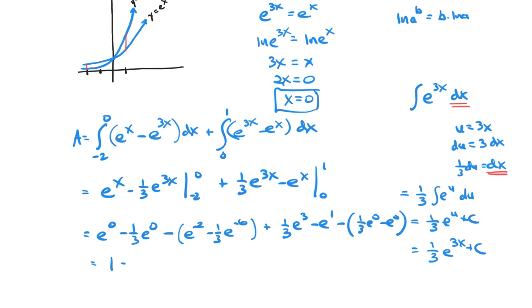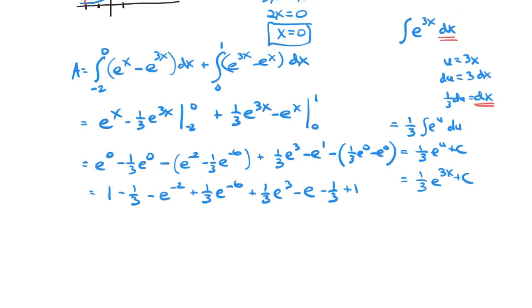This should be 1 minus 1/3 minus, we're going to distribute this negative through here and here. And we will get minus e to the negative 2 plus 1/3 e to the negative 6 plus 1/3 e cubed minus e. And then here, again, anything to the 0 power is 1. I'm going to distribute the negative through, so we get negative 1/3 and then plus 1. All right, so let's see if we can clean this up a little bit.